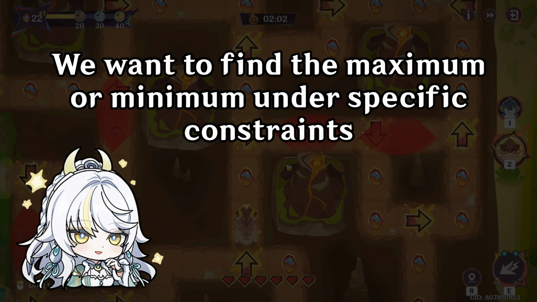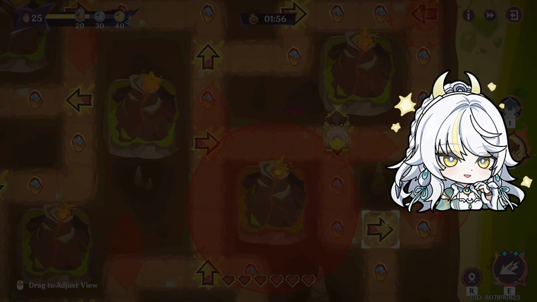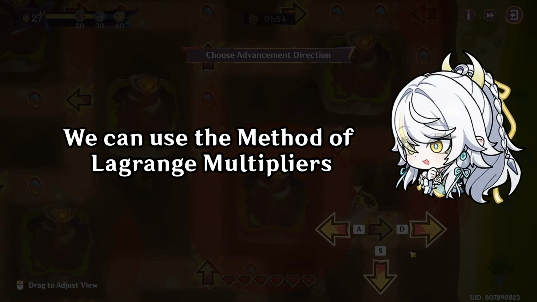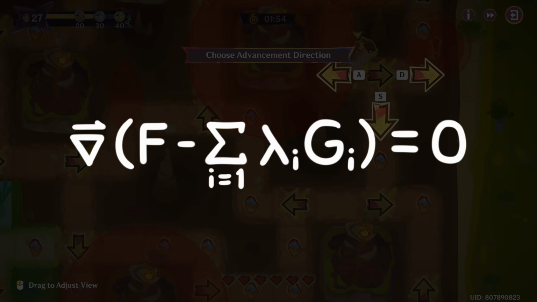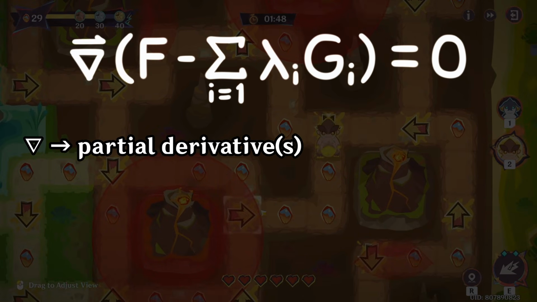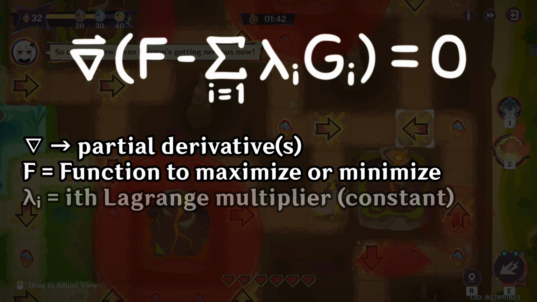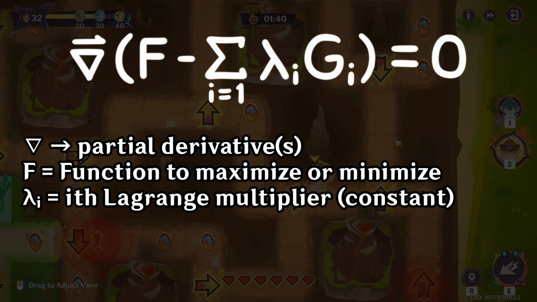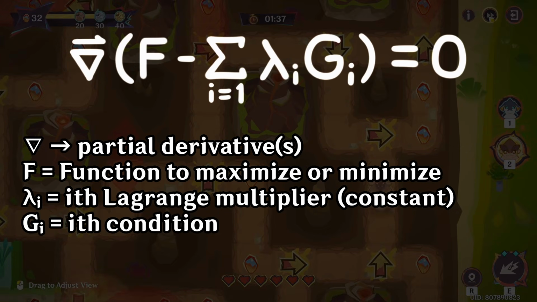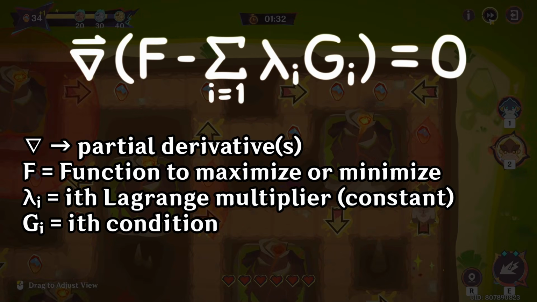To be general, we need a way to optimize a function under specific conditions. One possible way to do this is called the method of Lagrange multipliers. And here is the equation for it. The triangle with an arrow over it, also called nabla, is the del operator, which is just the partial derivative with respect to each variable. f is the function we want to maximize, lambda i is the ith Lagrange multiplier, which are constants, and g_i represents the ith condition. As can be seen, we're not just taking the derivative and setting it equal to 0. There's also this additional term with lambda i and g_i.